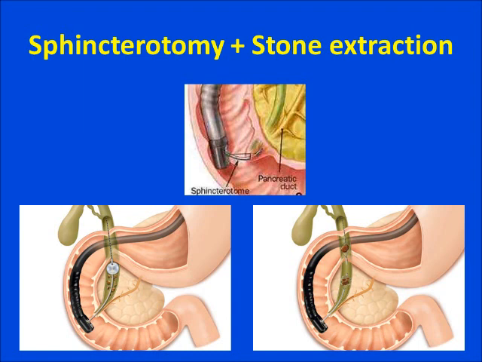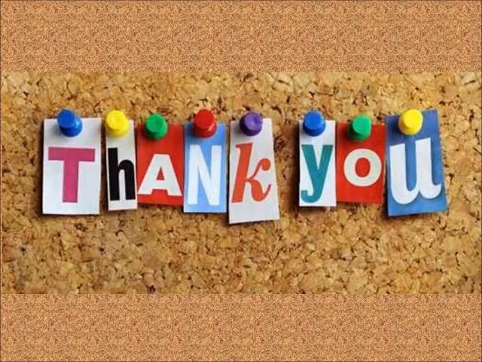When the basketing is done, the Dormia basket is passed into the common bile duct. The basket is opened, the basket catches the stone and the basket is given a twist to cut the stone or hold the stone, and that is extracted and the stone again is dropped into the second part of the duodenum.